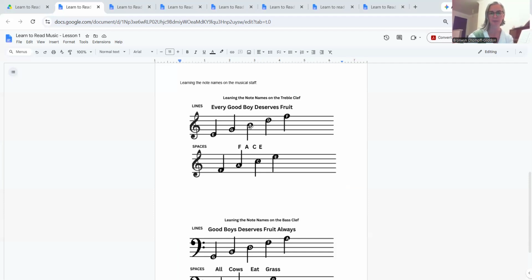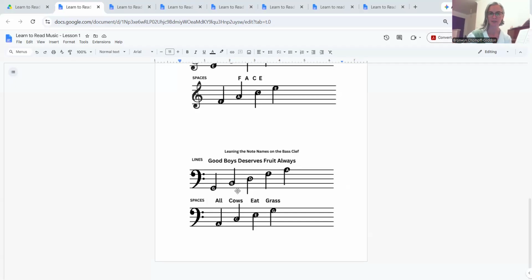So, an easy way to remember it, if you're just having a look at a note on a line, you can use this quick, simple rhyme to help you remember: in the treble clef, the lines follow the pattern of every good boy deserves fruit. And then in the spaces, it spells face, F-A-C-E. In the bass clef, it's similar, but a little bit different. The bass clef lines is good boys deserve fruit always. And in the spaces is all cows eat grass.